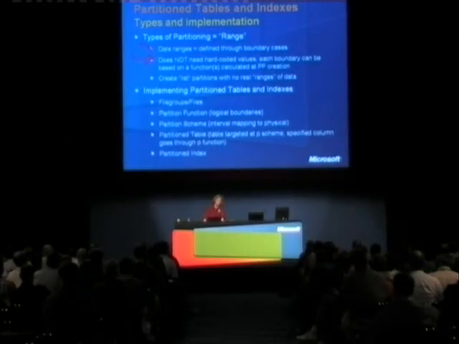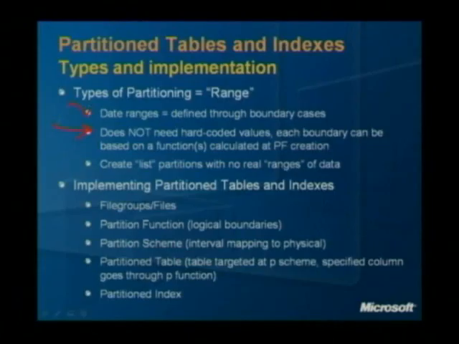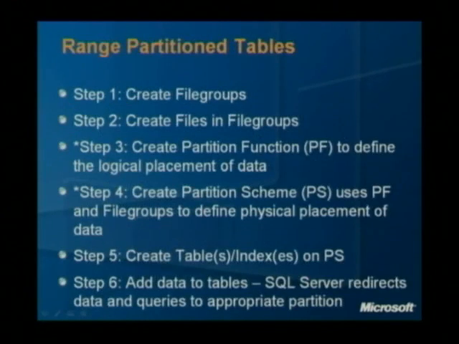But the one I'm going to do is going to be range. So we're going to need files and file groups. We're going to need a partition function with our logical boundaries. We're going to then need a partition scheme with our physical boundaries. So it's going to map each one of those logical boundaries to a physical location. And then we create our table on the scheme. So these are the steps, and this is what's in the script.